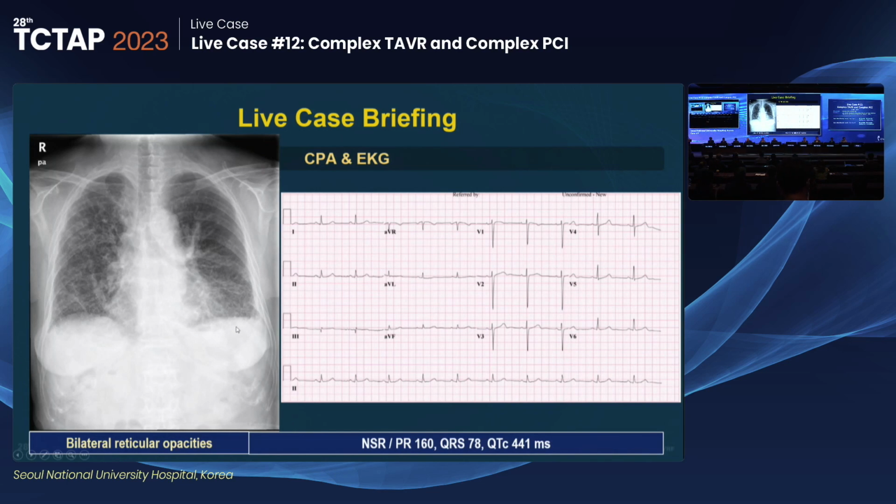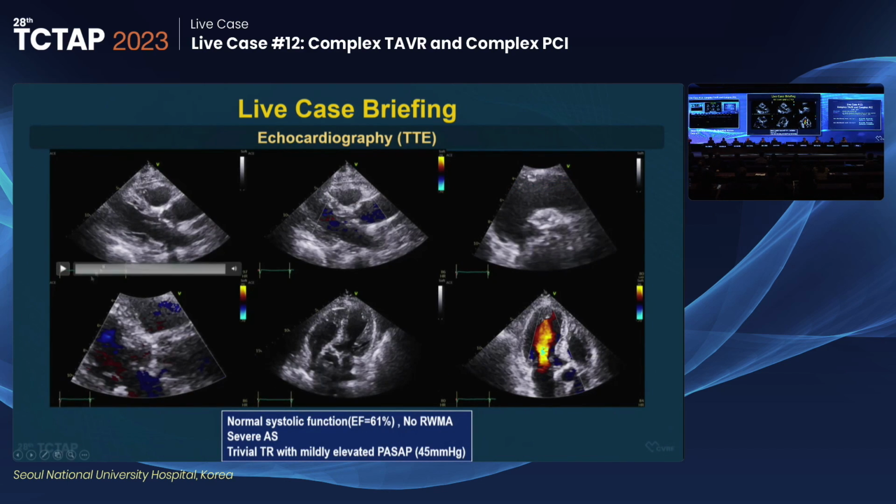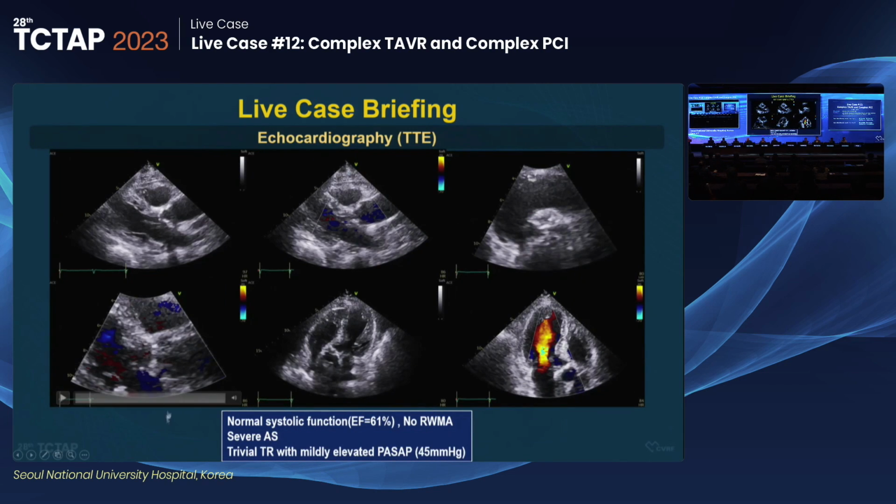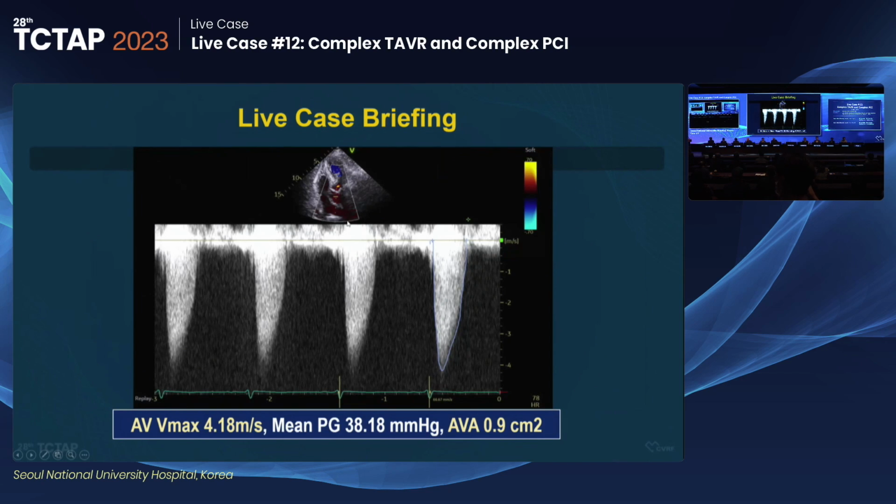ECG was normal. Echo showed a normal ejection fraction with concentric hypertrophy, severe AS. Max velocity is over 4.1 meters per second, and valve area is 0.9 square centimeters. Mean gradient is about 38.